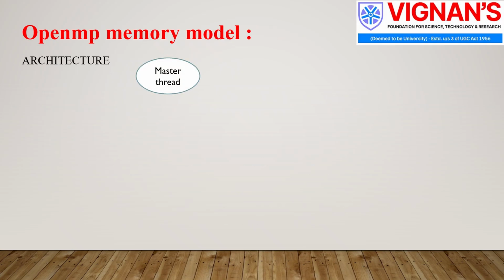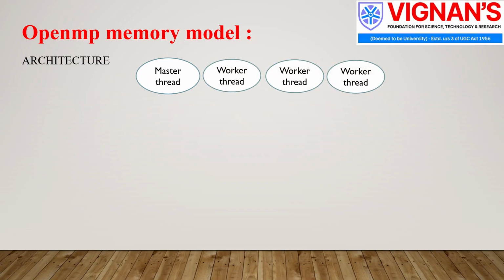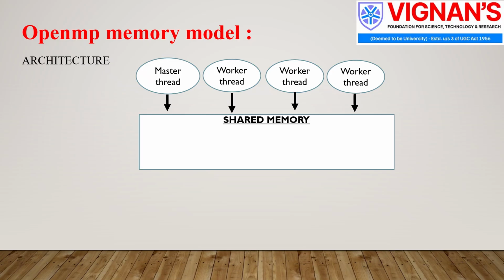At the top, we have the master thread, which controls the execution of the program. The master thread creates multiple worker threads to perform tasks in parallel. All threads connect to a common shared memory. This shared memory contains shared variables and provides a common address space accessible by all threads. Using shared memory allows threads to communicate and exchange data efficiently.